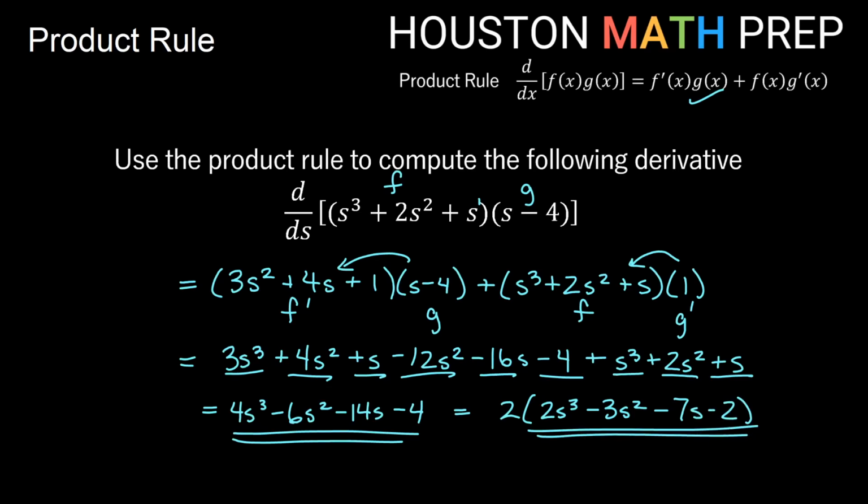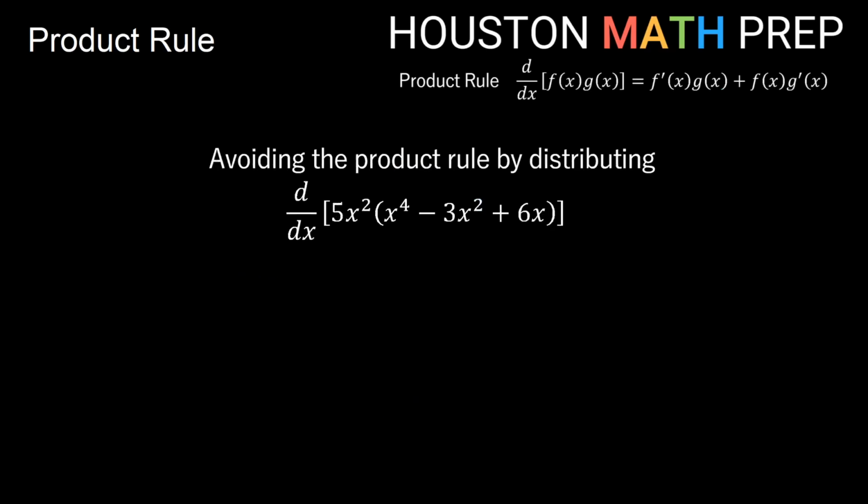Let's look at one last example, and we want to show you how you can avoid the product rule by simply distributing first and then taking the derivative. So with this one here, you have the derivative with respect to x of 5x squared, which is a function, times x to the 4 minus 3x squared plus 6x. That's another function of x. You might think of this like f times g, and because it's a product, you need to use the product rule. But if we just distribute the 5x squared first, then we won't have a product of functions anymore.